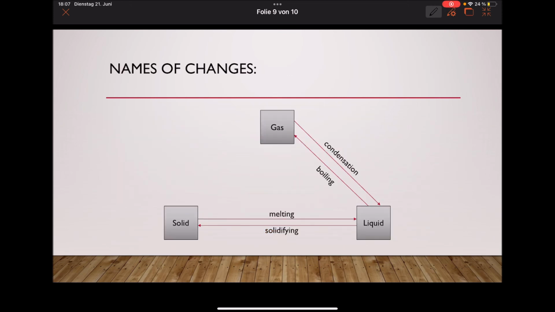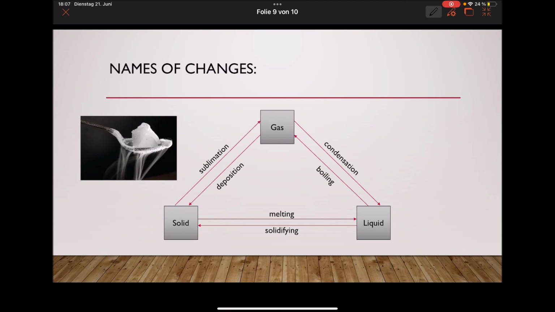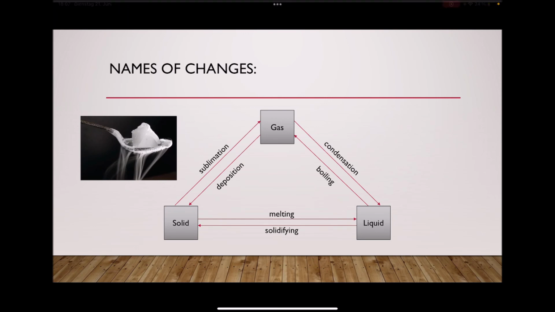Let's finish our diagram. There's also a change of state, solid to gas. It's quite uncommon because we kind of skip the liquid state of matter, but it is existent, and we call this change of state sublimation. The opposite process of having a gas that directly turns into a solid is called deposition. And a substance which sublimes and deposits is carbon dioxide.